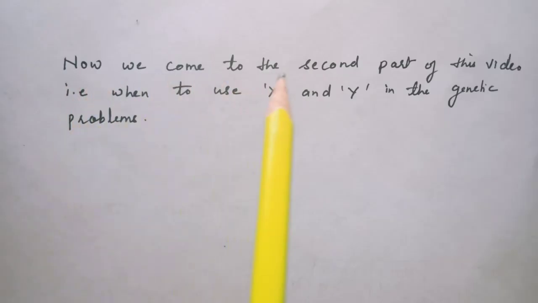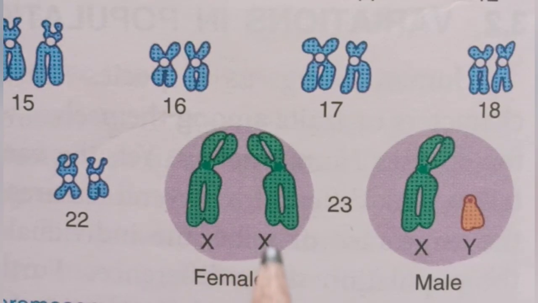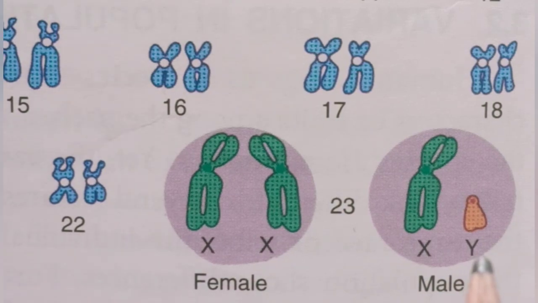Now we come to the second part of this video, that is when to use X and Y in the genetic problems. As we saw earlier, students, these are the 2 female sex chromosomes, one X plus another X, and these are the 2 male sex chromosomes, one X and one Y.